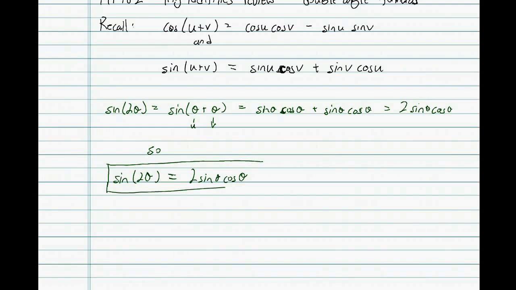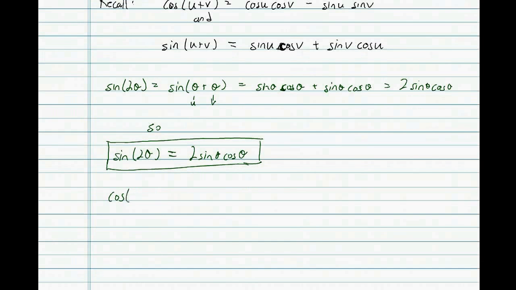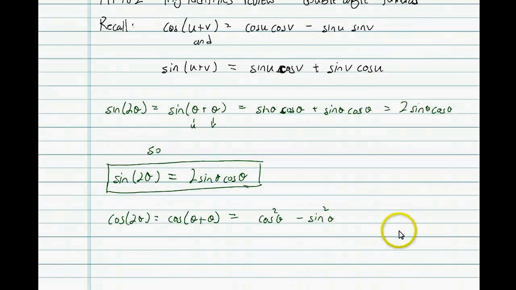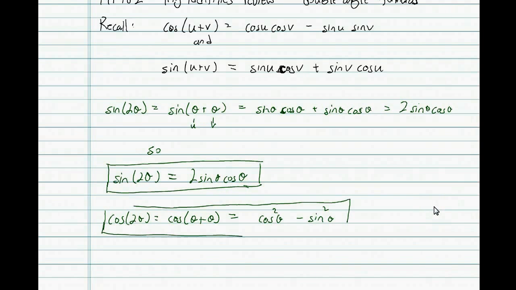To derive those, we're going to play the same game, except with the sum formula for cosine. We plug in and say cosine of 2 theta is cosine of theta plus theta. And then again, let u and v, the first and second angles, be the same. So going back up to our top identity, we get cosine of theta squared minus sine of theta squared. And that's one of the double angle formulas for cosine.